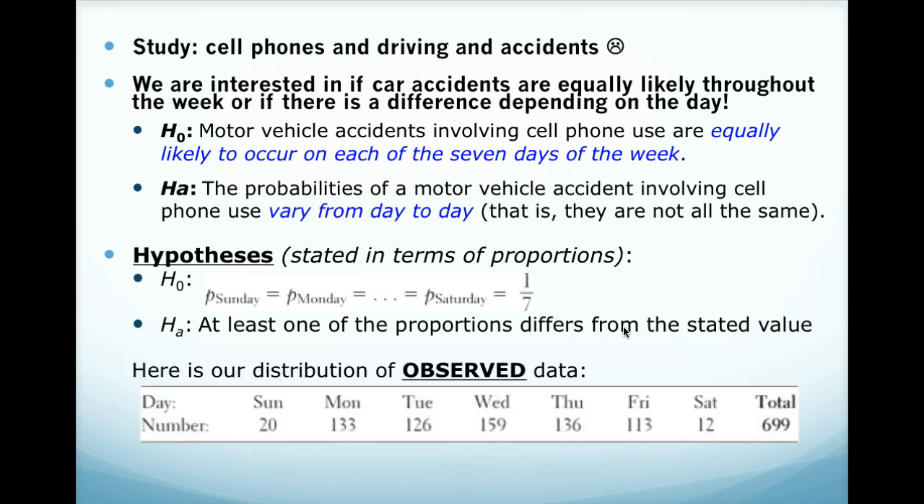Now this is the actual observed data, so this is what we're going to compare to my null hypothesis. My null says they should all be equally likely. I'm going to compare my observed data to see if that does in fact seem reasonable.